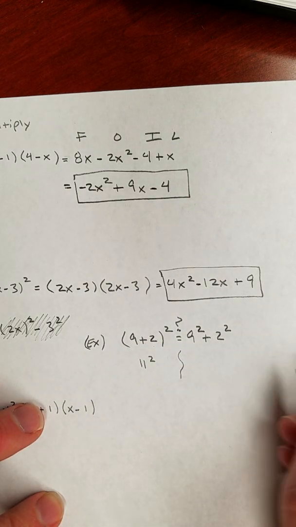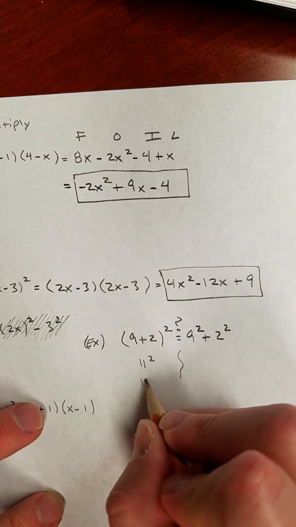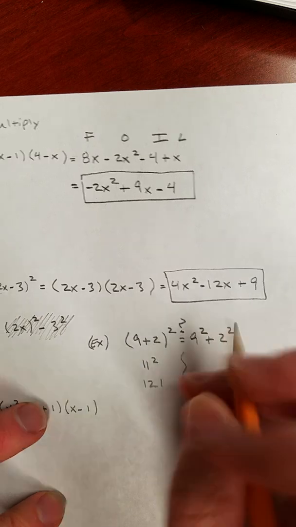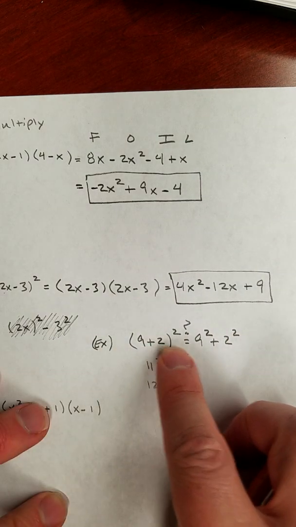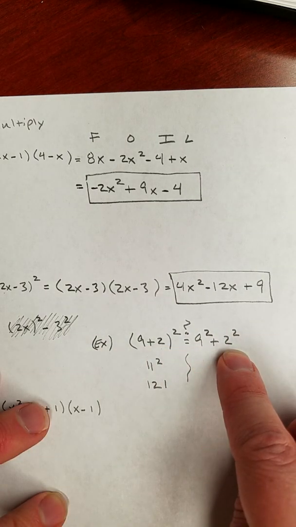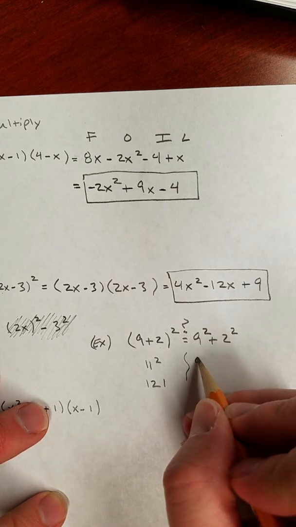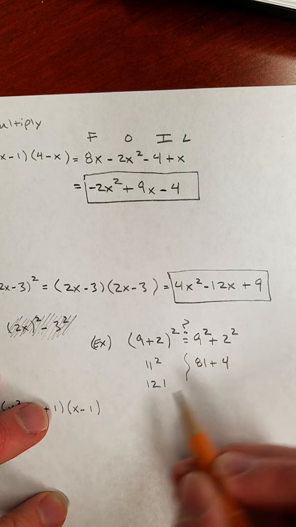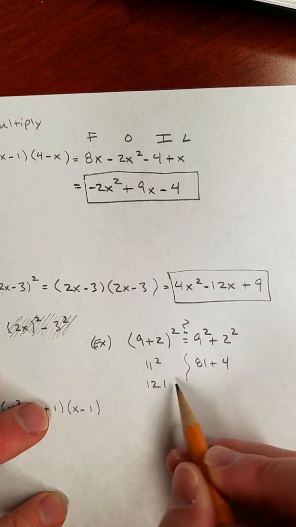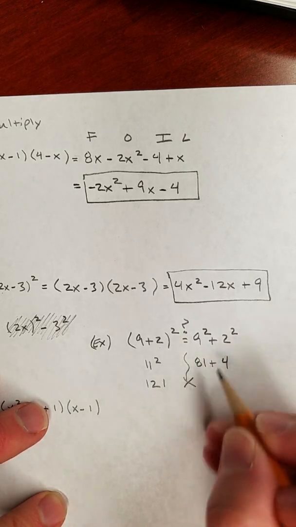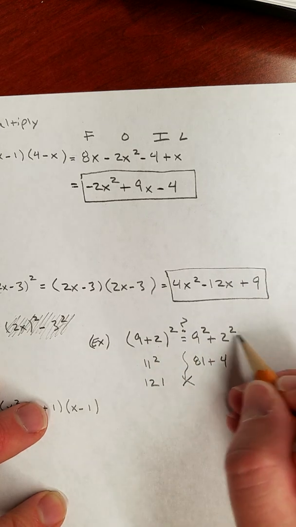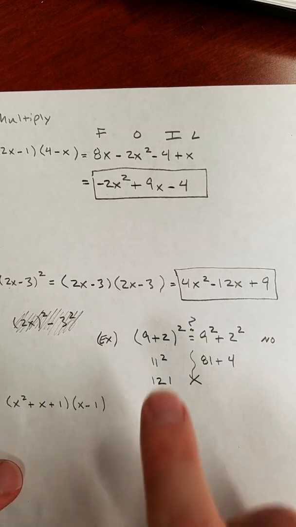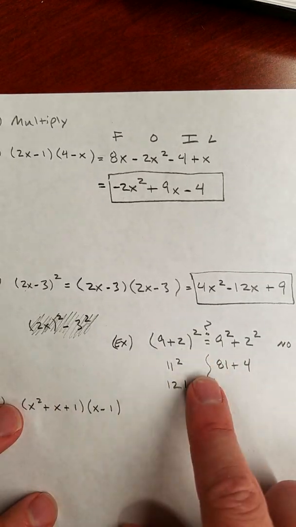Okay. What's 11 squared? Happens to be 121. Let's look at the other side. I mean, if you were going to do this, it's like saying this number is equal to that one. What's this? 81? What's this? 4? Is 81 plus 4 equal to 121? 81 plus 4 is not even close to 121. Okay? So, question mark, is that right? No. Okay?